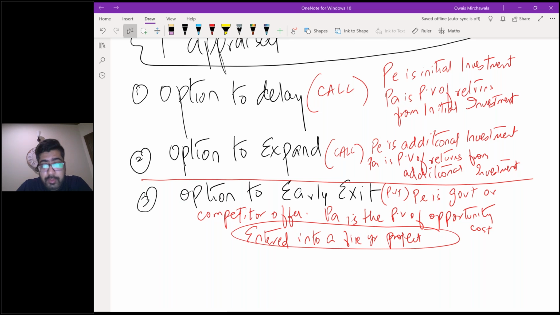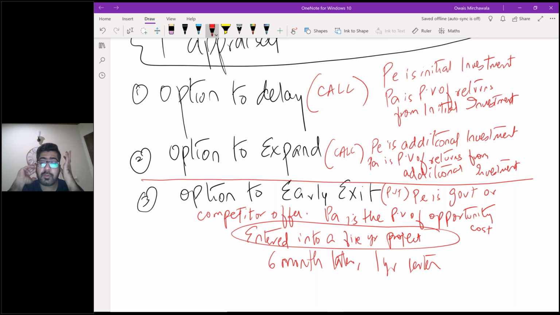But once you enter into a 5-year project, sometimes it carries some options, like you started entering into the 5-year project and suddenly someone says to you, okay, this is not the right thing. Start the project 6 months later or 1 year later. Someone is giving you advice. Is it an obligation? No, they're just giving you advice, a choice. This is called option to delay.